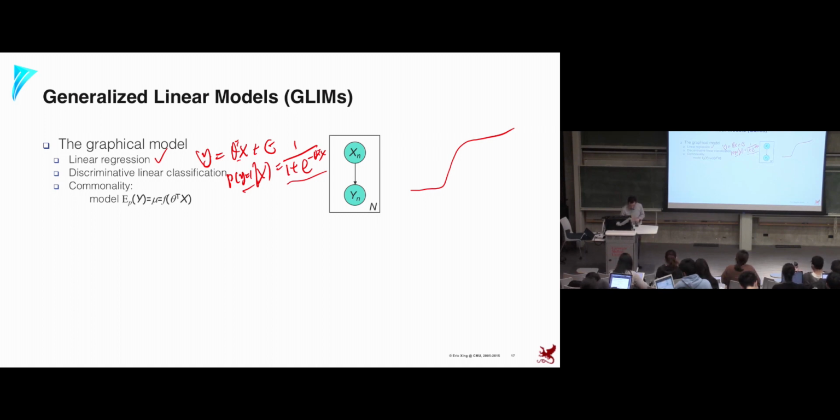So let's take a deep dive. For all these models, one observation people made is that you can take the expectation of y. It turns out that it's always a function of the linear combination of theta and x. This is a commonality you're going to see for yourself very soon.